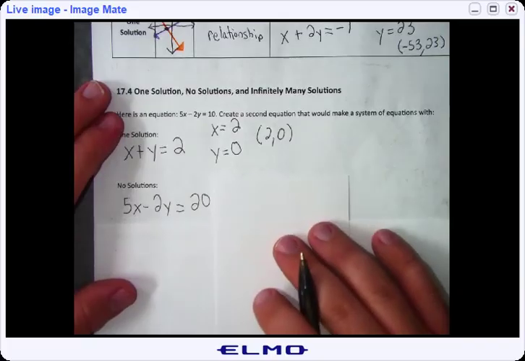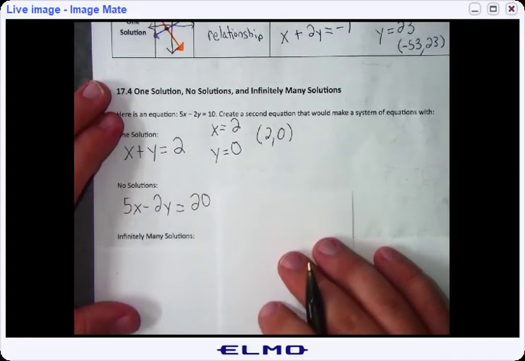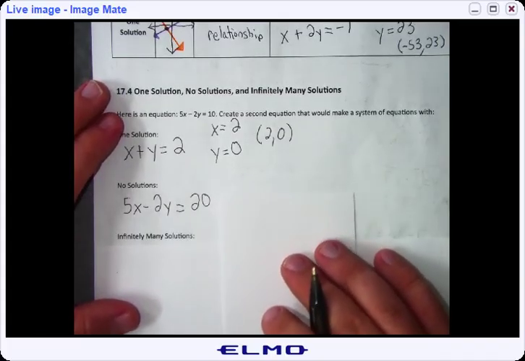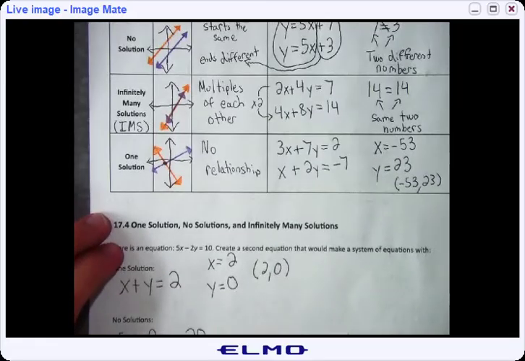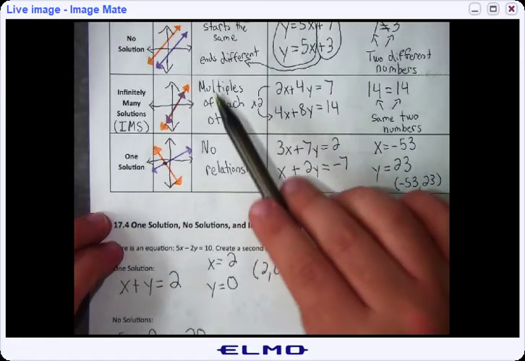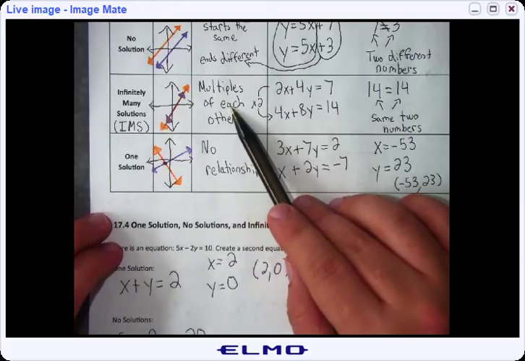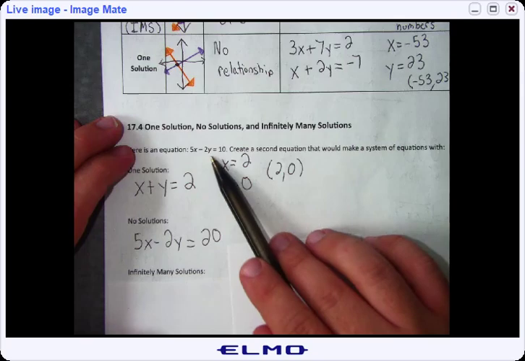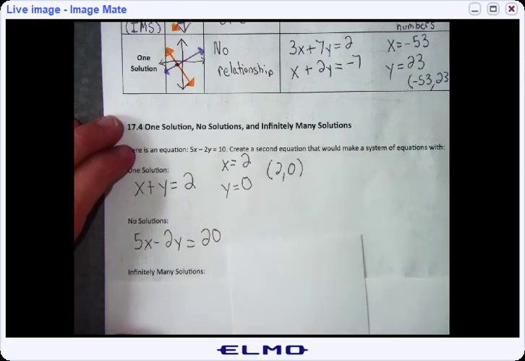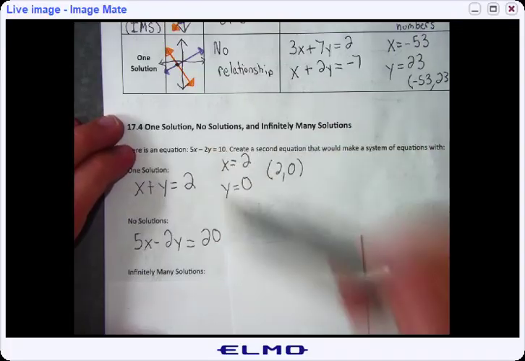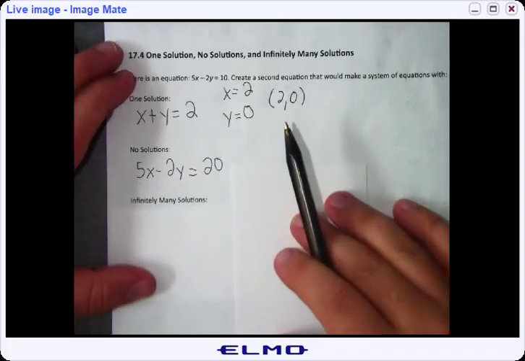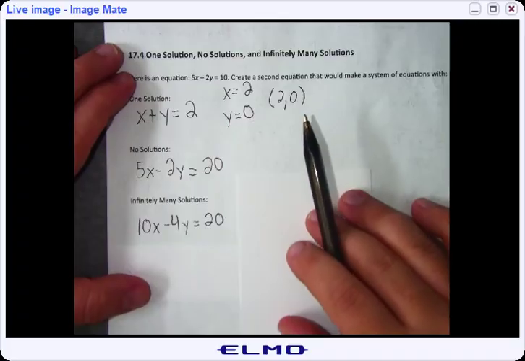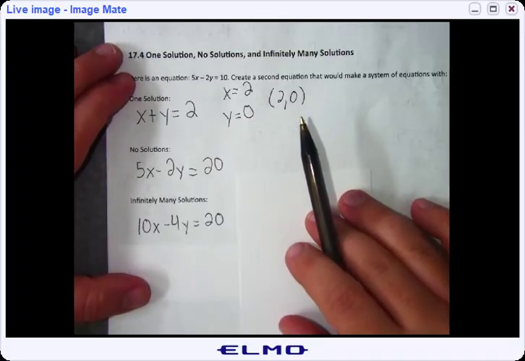Okay, the last one that I chose was infinitely many solutions. Again, what I tried to do up here for infinitely many solutions is I tried to make another equation that was a multiple of our first one. So what I did is I took 5x minus 2y equals 10, and I multiplied the 5 by 2, I multiplied the negative 2 by 2, and I multiplied the 10 by 2. What that got me is 10x minus 4y equals 20.